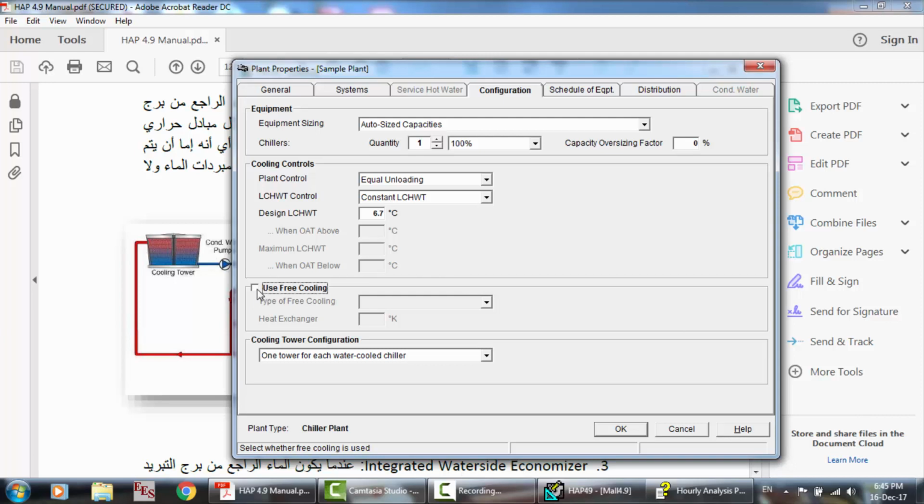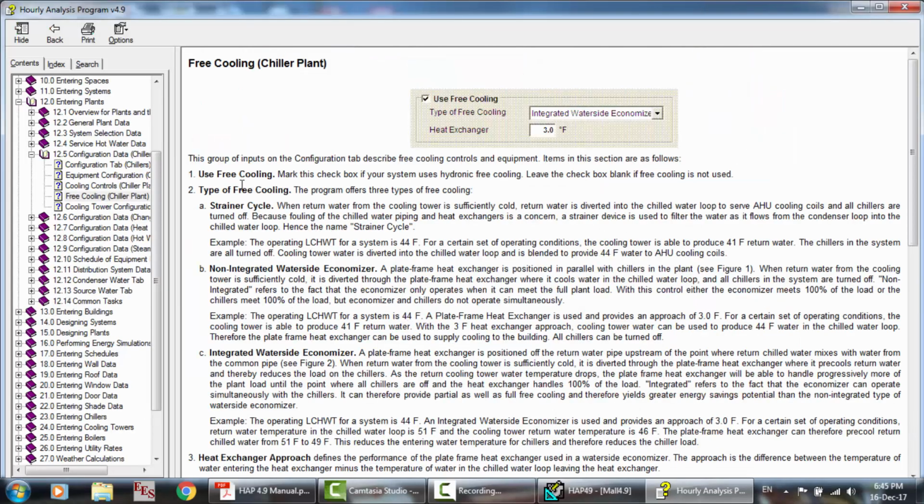Also, you can use free cooling if you have cooling towers in the loop. Click on this. So we have here strainer cycle. In the strainer cycle, when the return water from the cooling tower is sufficiently cold, return water is diverted into the chilled water loop to serve air handling unit cooling coils, and all the chillers are turned off. Because fouling of the chilled water piping and heat exchanger is a concern, a strainer device is used to filter the water as it flows from the condenser loop into the chilled water loop, hence the name strainer cycle.